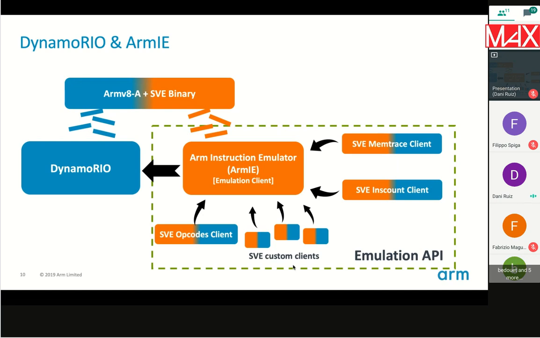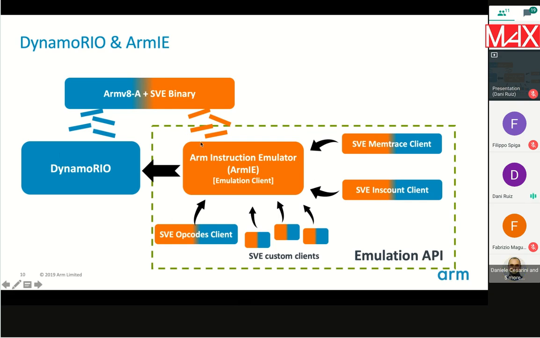Regarding ArmIE, this is the main picture of how it works. You have your binary, which also includes SVE instructions, and then you use DynamoRIO. DynamoRIO has a client, the emulation client, which is in charge of emulating the SVE instructions, or the instructions not implemented in your hardware. The native instructions, the ones available in your hardware, go through DynamoRIO and are executed natively.